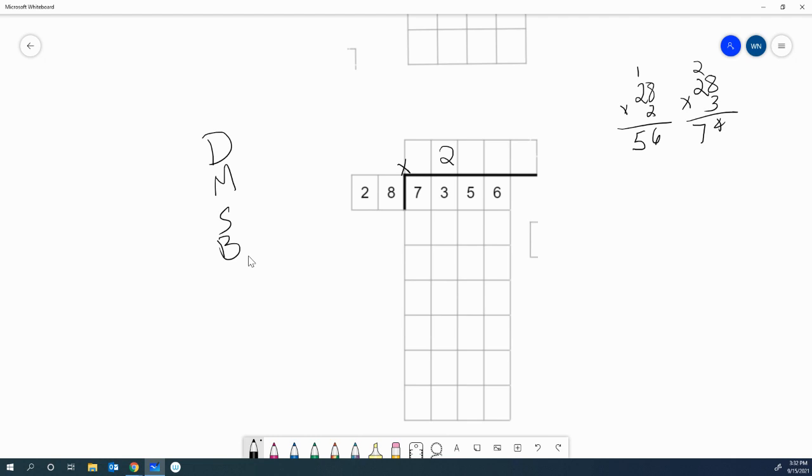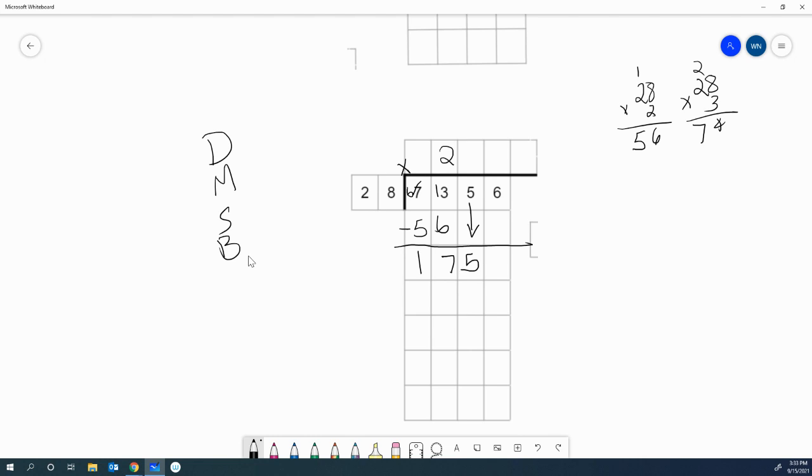2 times 28 is 56. We just worked that out. Time to subtract. 73 minus 56, I'm going to have to borrow. 13 minus 6, 12, 11, 10, 9, 8, 7. 6 minus 5 is 1. Now it's time to bring down that 5.